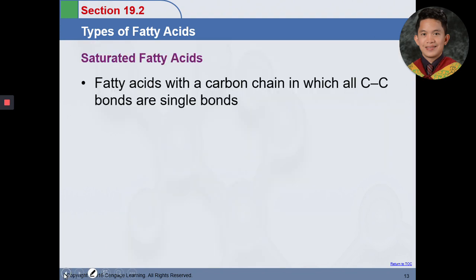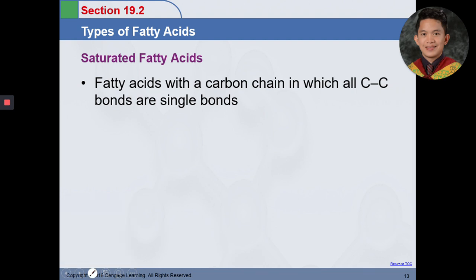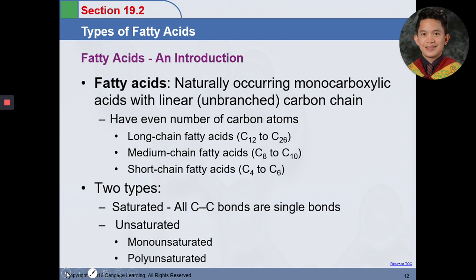Now going back to this one, fatty acids usually have an even number of carbon atoms. So for long chain fatty acids, these are the fatty acids that have 12 to 26 carbon atoms. For medium chain fatty acids, these are fatty acids that have 8 to 10 carbon atoms. And short chain fatty acids are those that have 4 to 6 carbon atoms.